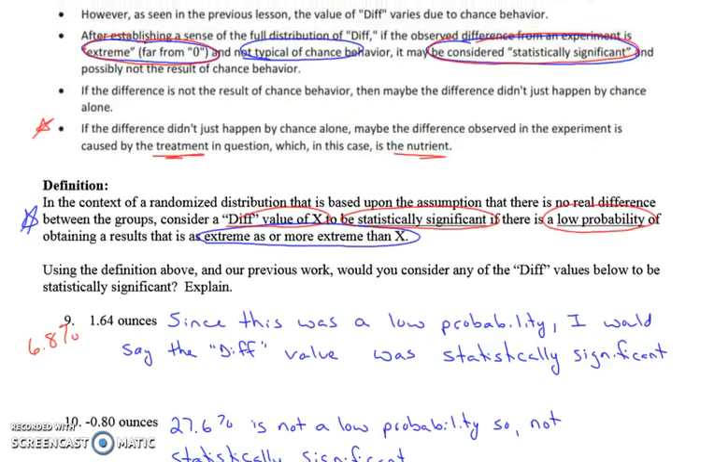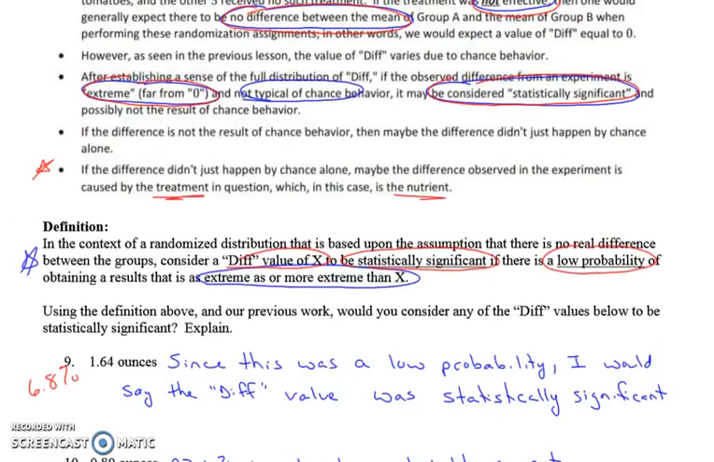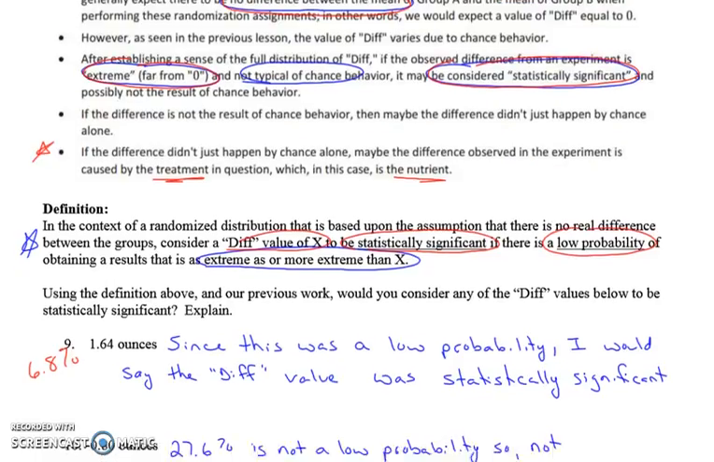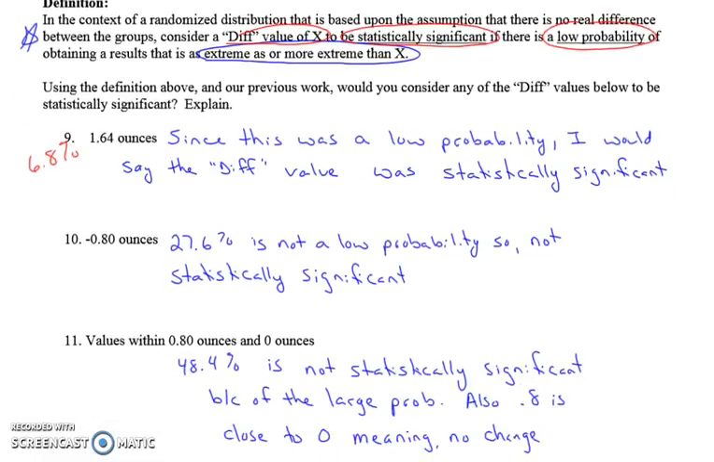Now, since that's a low probability, that means that I would have a statistically significant result. Okay, it's far from 0. And a low score of 6.8% means that there was a statistically significant result, meaning the treatment probably had an effect.